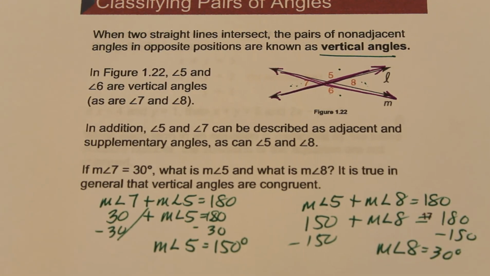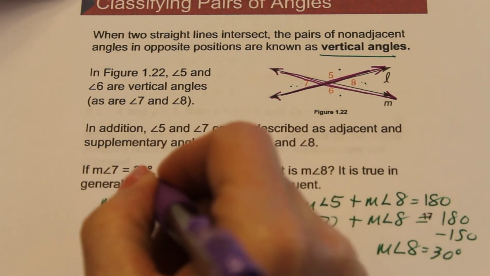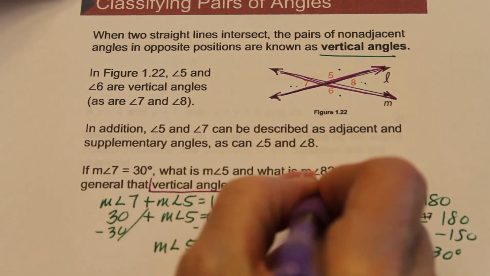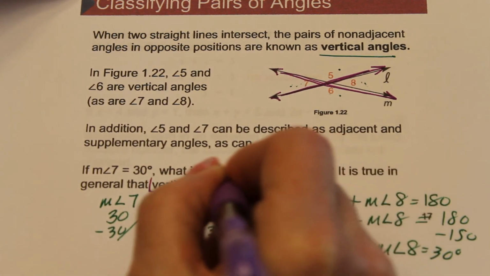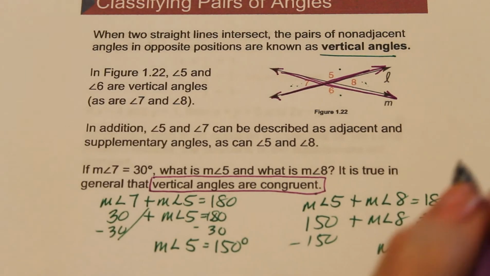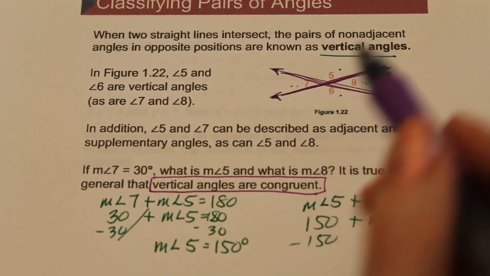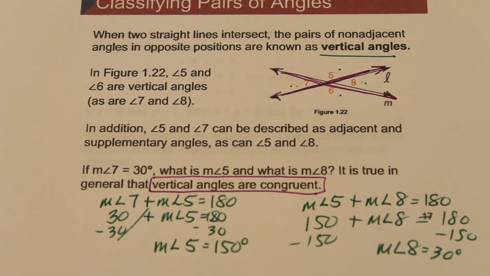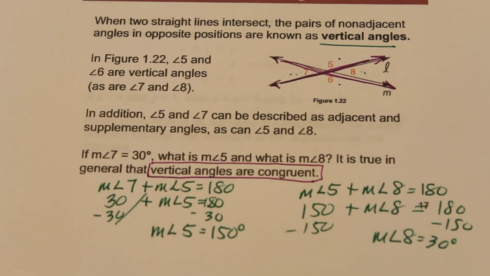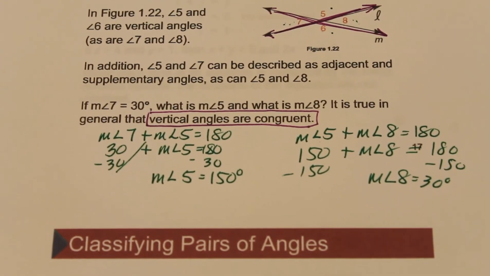That is because vertical angles are congruent. Vertical angles, so angle 7 and angle 8, are congruent. 7 and 8 have the same measure, 5 and 6 have the same measure. So that's a postulate. You can just use that, the vertical angles are congruent.